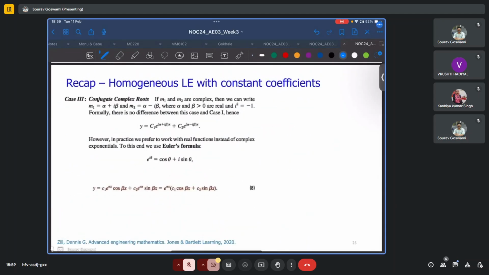And if the roots are complex conjugate, then the solution is written in the form of c1 e power alpha plus i beta x plus c2 e power alpha minus i beta x, where m1 is alpha plus i beta, the other is the complex conjugate, so alpha minus i beta. And this can further be simplified to the form y is equal to c1 e power ax cos beta x plus c2 e power ax sin beta x, or e power ax times c1 cos beta x plus c2 sin beta x.